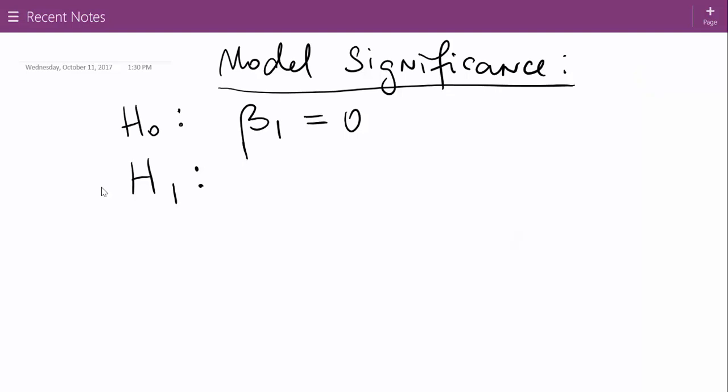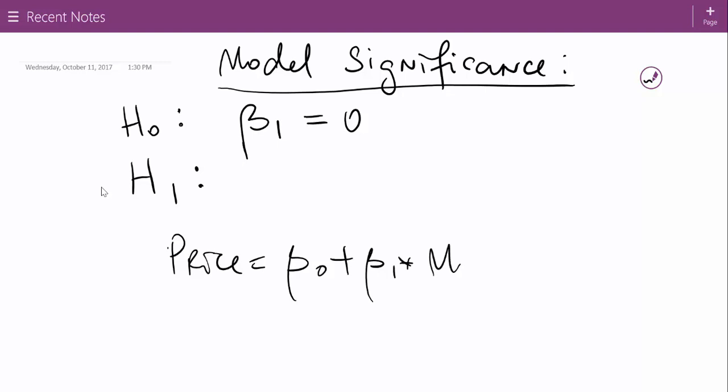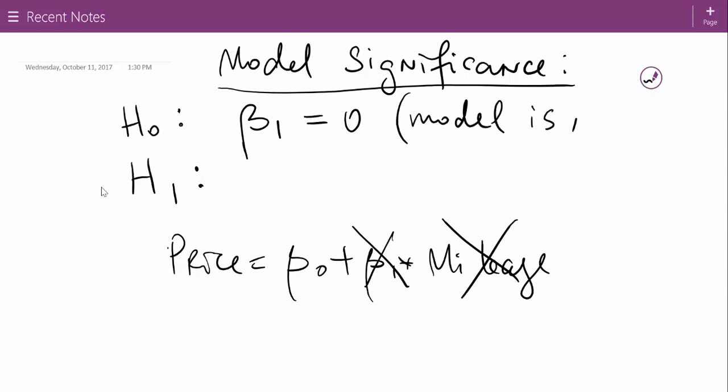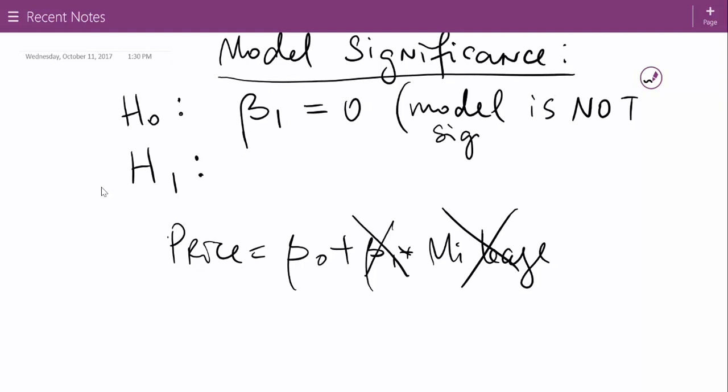So therefore, if the slope is 0, here's my equation: price equals the vertical intercept plus the slope times the mileage. If the slope is 0, that means this term is 0, and mileage is not important, right? So therefore, if I find in favor of the null, it means that the model, I'm going to write it out, is not statistically significant. In other words, mileage and price are not correlated with each other at all. There is no relationship between them. The model is not significant. That's what happens if I find in favor of my null hypothesis.